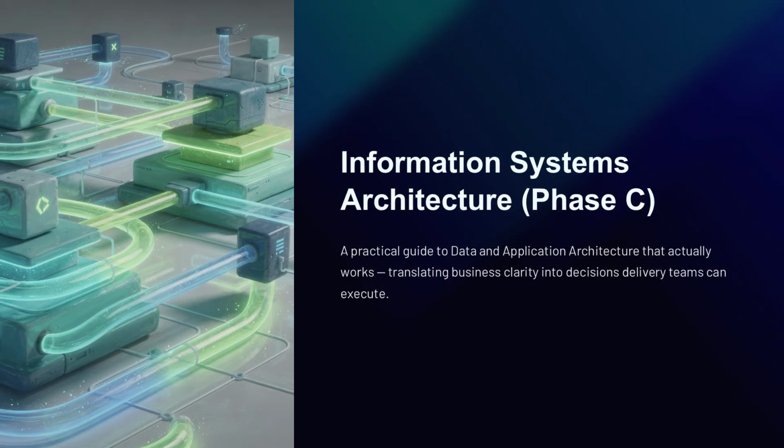Now that you have mapped capabilities, value streams, and operating model expectations in phase B, you are ready to translate that business clarity into information systems architecture that delivery teams can execute and leaders can govern. Phase C is where many transformations either become sustainable or become expensive chaos.